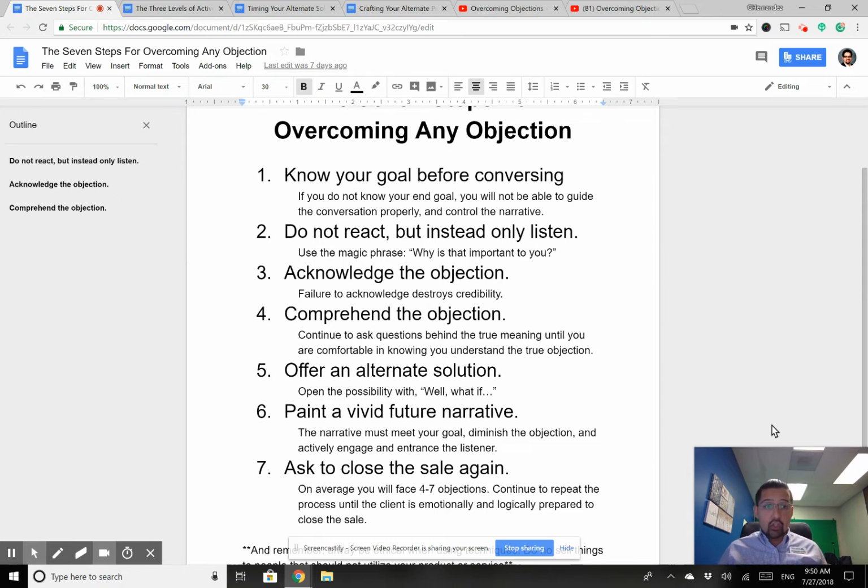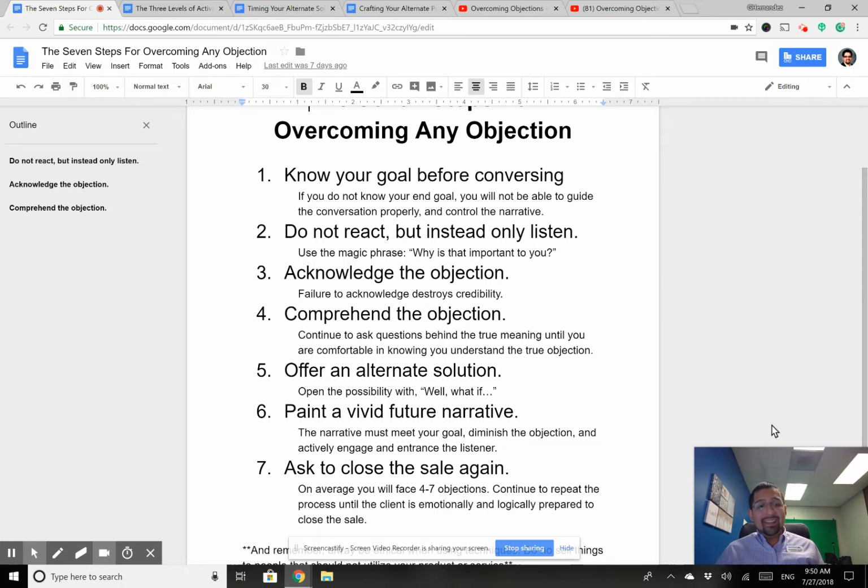Now, number 4, comprehend the objection. This is you making sure that you actually understand what the objection is. You see, a lot of the time, people will tell you things, and that's not the real objection. So we've got to make sure that we comprehend that objection. Number 5, offer an alternate solution. Sometimes you'll hear somebody say, well, you sure have a response to everything, but you're not really offering a solution. And they're right.